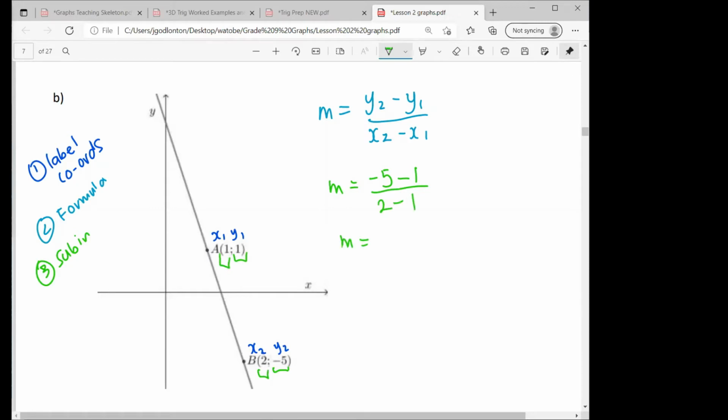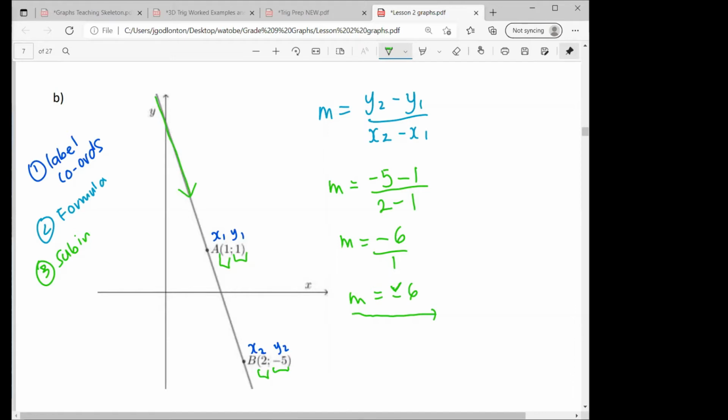And negative 5 minus 1 gives me negative 6. 2 minus 1 gives me 1. And so my gradient is either negative 6 over 1 or negative 6. Now, I don't know that I'm 100% right, but I know that I'm potentially right because my gradient is negative and my slope is negative. So I know I'm on the right track.